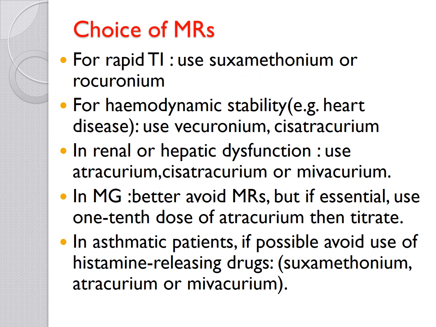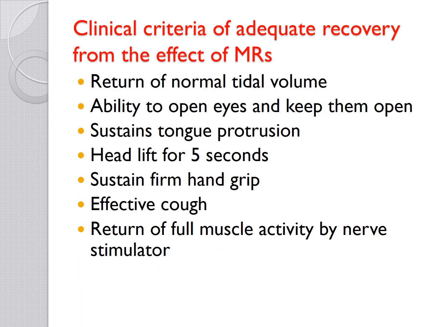Choice of muscle relaxant. For rapid tracheal intubation, use succinylcholine or rocuronium. For hemodynamic stability, as in heart disease, use rocuronium or cisatracurium. In renal or hepatic dysfunction, use atracurium, cisatracurium, or mivacurium. In myasthenia gravis, better avoid muscle relaxants, but if essential, use 1/10 dose of atracurium and titrate. In asthmatic patients, if possible, avoid histamine-releasing drugs such as succinylcholine, atracurium, or mivacurium.